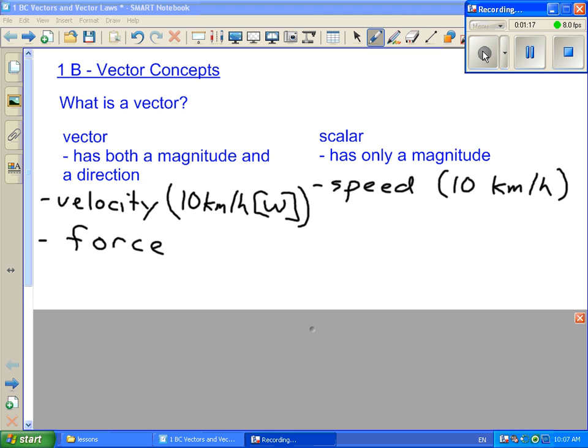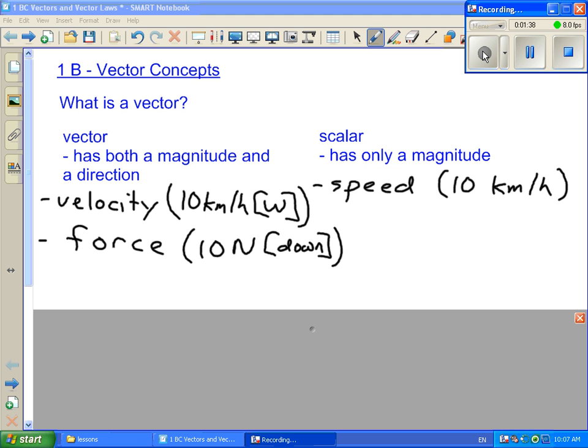Something else that is always a vector is force. We can have a force of 10 newtons, but we also have to specify which direction this force is acting in. Is it acting up? Is it acting down, to the left, to the right? And we can just say it's acting in the downward direction.